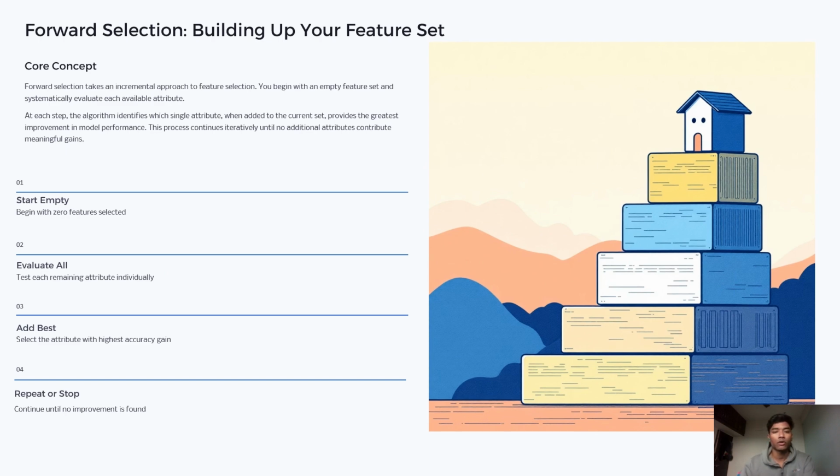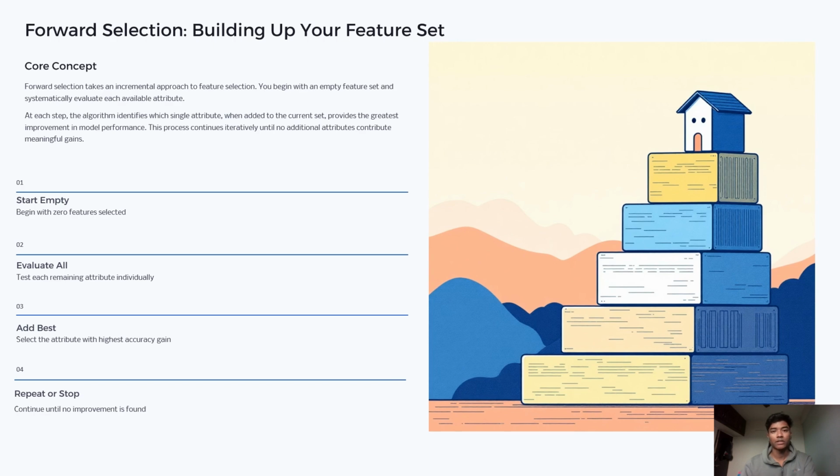Now let's talk about forward selection. Forward selection builds your feature set step by step. We start with zero features, and at each stage we evaluate all the remaining attributes. Then we pick the one that improves model accuracy the most. We repeat the process until adding more features doesn't help anymore. This method is great when we believe that only a few features are truly important.